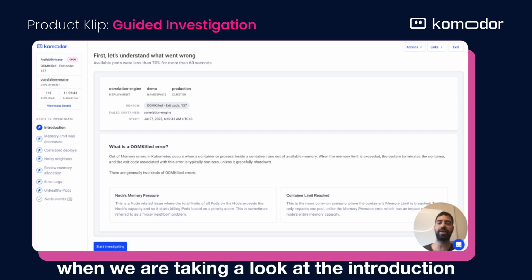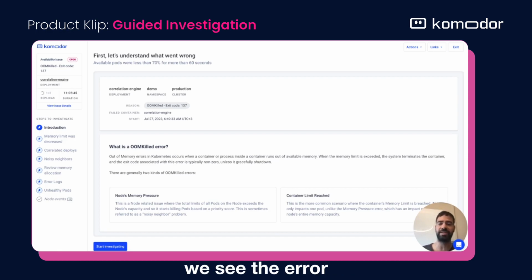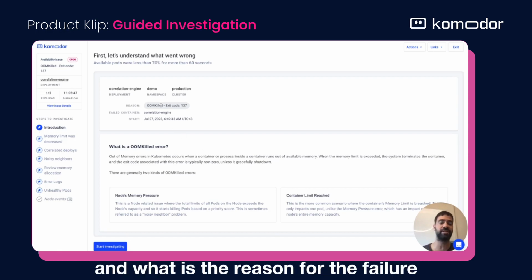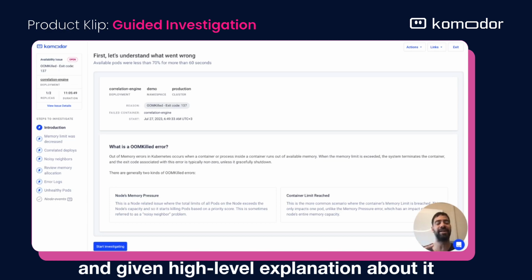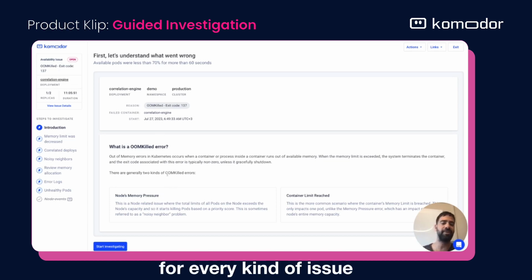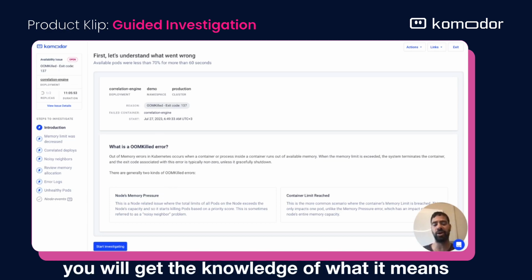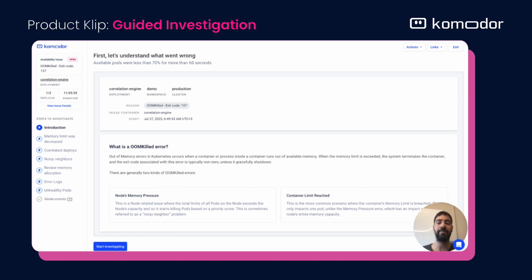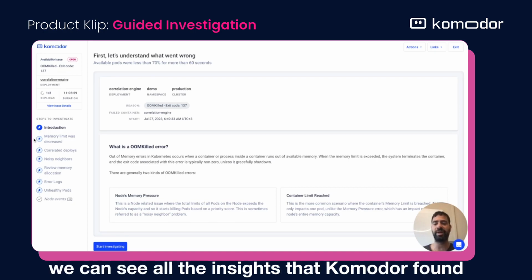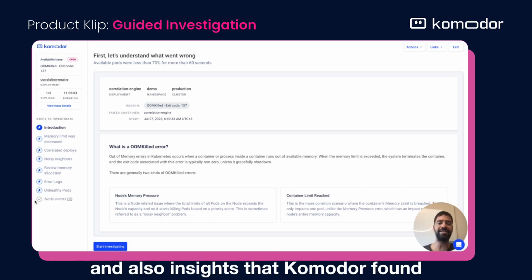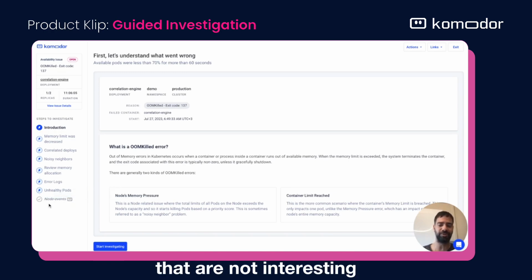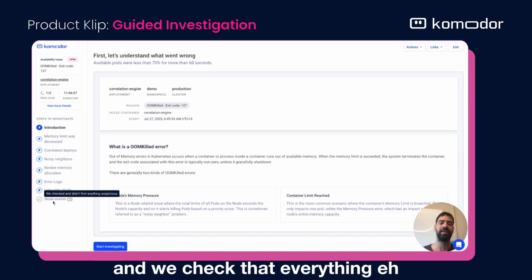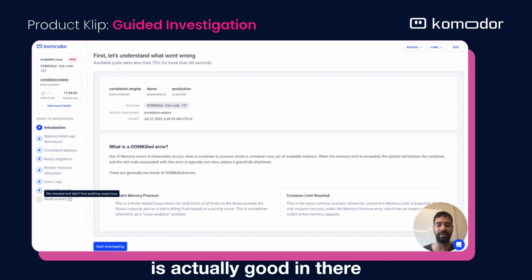So for example, when we are taking a look at the introduction, we see the error and the reason for the failure, and are given a high-level explanation about it. For every kind of issue, you will get the knowledge of what it means based on the specific reason. On the left side, we can see all the insights that Commodore found, and also insights that Commodore found that are not interesting, where we checked that everything is actually good.